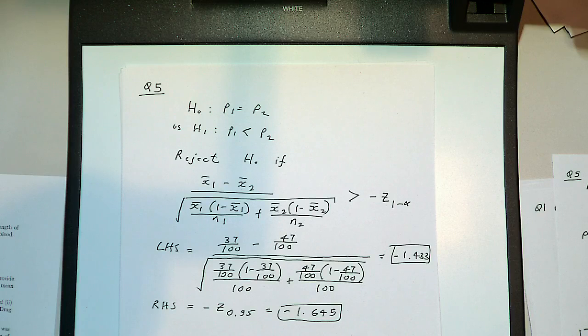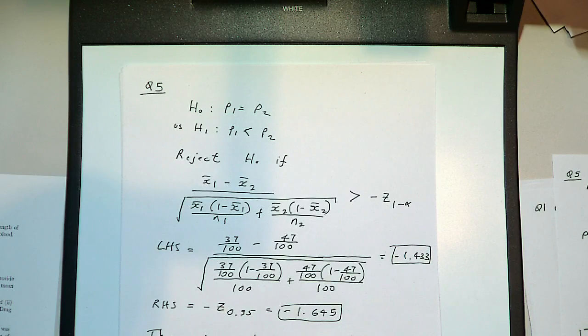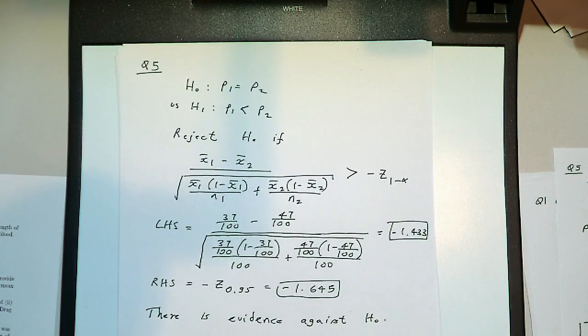So that means there is evidence against the null hypothesis, against H0. That means there is evidence that the proportion 1 is significantly smaller than the proportion 2. In other words, the proportion believing in extraterrestrials who did not attend college is significantly smaller than the proportion who did attend college. Okay. Is that okay, guys?